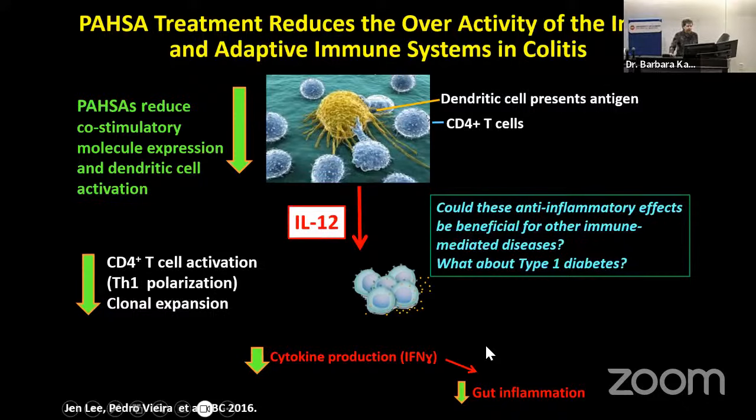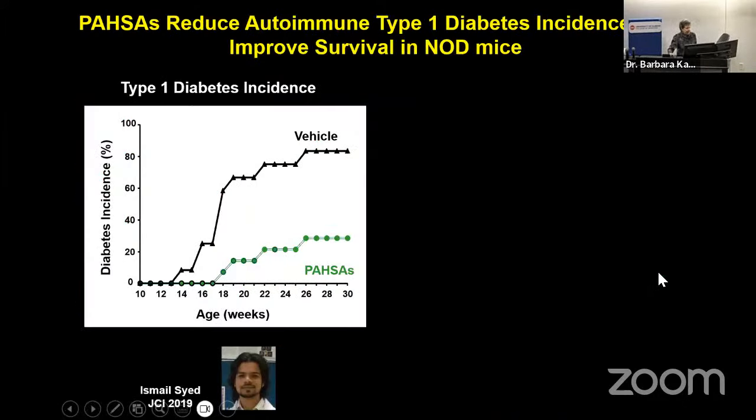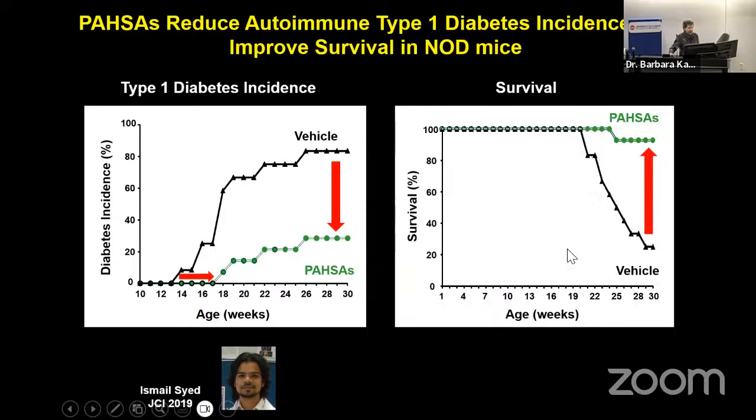So could these anti-inflammatory effects be beneficial for other immune-mediated diseases? What about type 1 diabetes? And Ismail Saeed in the lab studied type 1 diabetes in the NOD mouse. So in our colony, 83% of the female mice will get diabetes by around 26 weeks of age. But if we treat with PASAs, that delays the onset and markedly reduces the incidence of type 1 diabetes. It also improves survival in these mice.